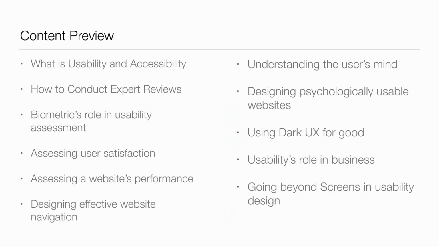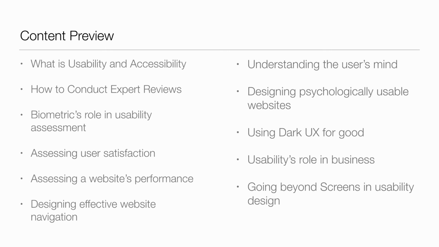We're going to look at these tasks week by week. So firstly, what is usability and accessibility? Then how do you conduct an expert review? What role do biometrics, our body's motions, our body's signals play in this system? How do we assess user satisfaction? How do we assess a website's performance? And then how do we design an effective navigation structure that works upon expert reviews, biometric input, user satisfaction, and website performance? We design based on this.